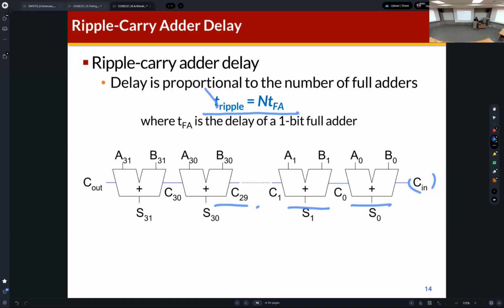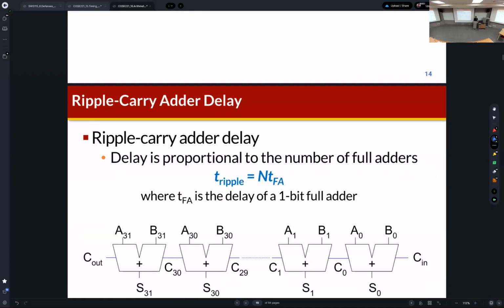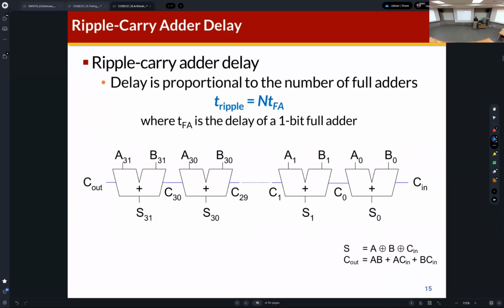But we can understand that if the bit width is very large, if we handle a 32-bit integer or a 64-bit long integer, the delay is extremely large. It means that our computer system can be very slow because of the ripple carry adder. Okay, it's extremely slow.